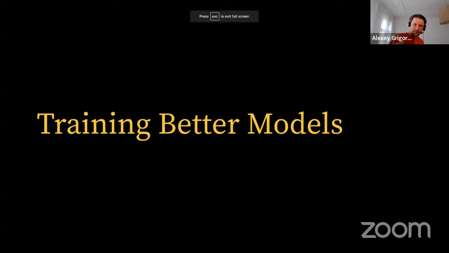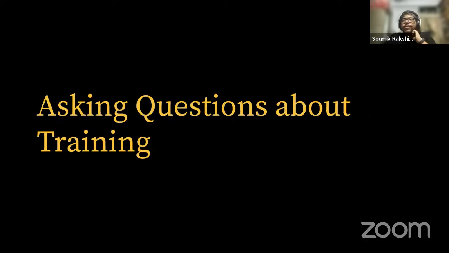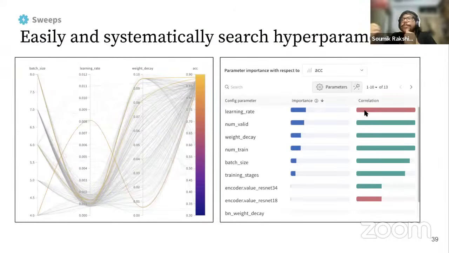I'll basically go with the next portion of the Weights and Biases journey that I wanted to share with you, which is training better models. How do we train better models? You already saw me perform a few baseline experiments, but always the question is, can we get more out of our machine learning workflows? One way to do that is to use some kind of hyperparameter optimization system.